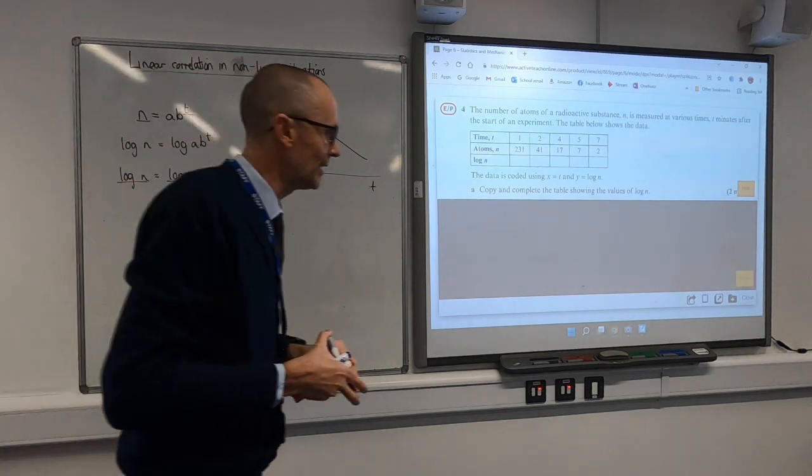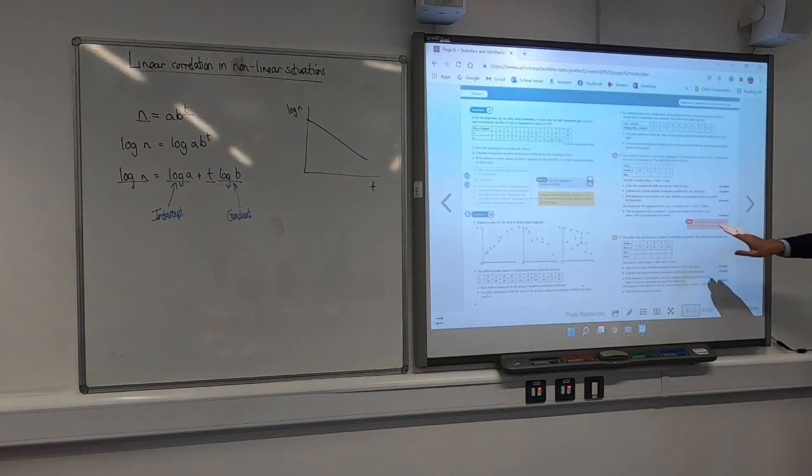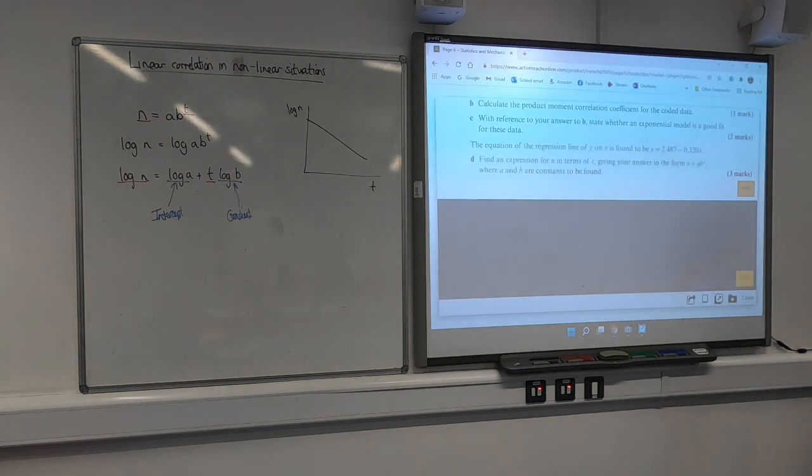But firstly, in this question, we're not going to copy and complete the table, because the first thing after that they ask us to do is to calculate the product moment correlation coefficient, because we might be wrong. There might not be an exponential relationship here at all. So let's use product moment to confirm it. That's the clever way of plotting a scatter diagram. We don't want to plot a scatter diagram because it takes a long time.